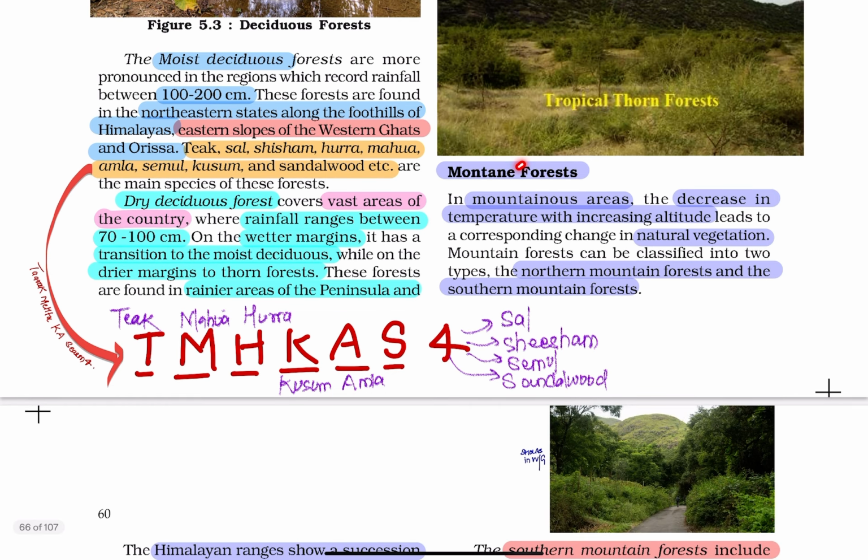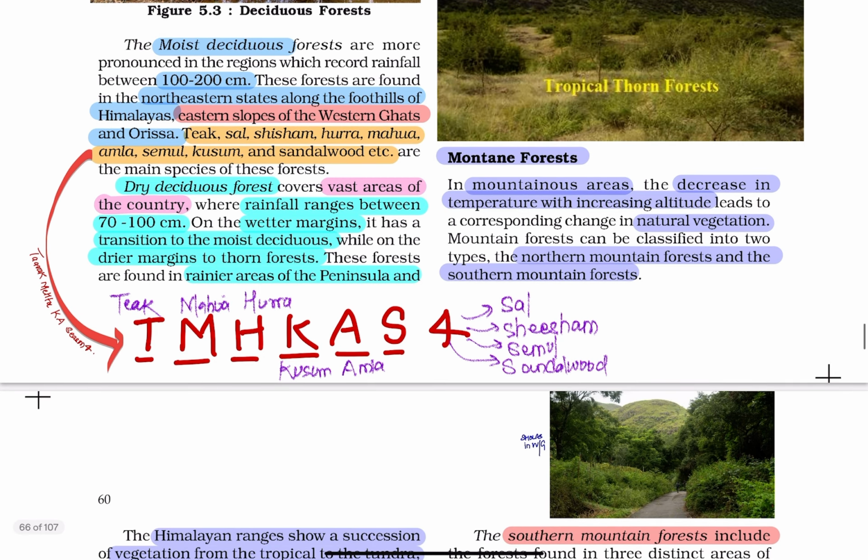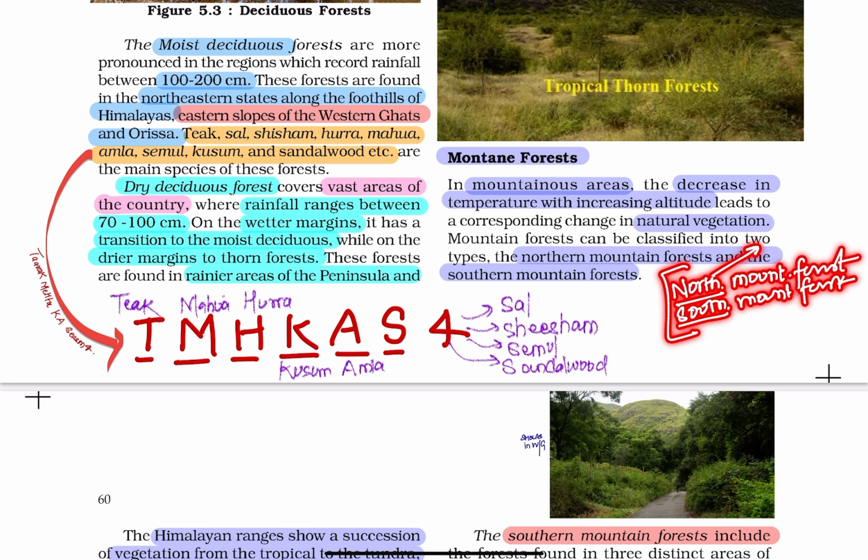As the name suggests, montane forests are the forests found on the mountains, on the top of mountains. Here we'll come across two types of categorization. Please pay attention. One is the northern mountain forest and the southern mountain forest. This shows the forests found in the northern areas of the Indian subcontinent, and south means those found in the southern areas of the Indian subcontinent. This is the first category.